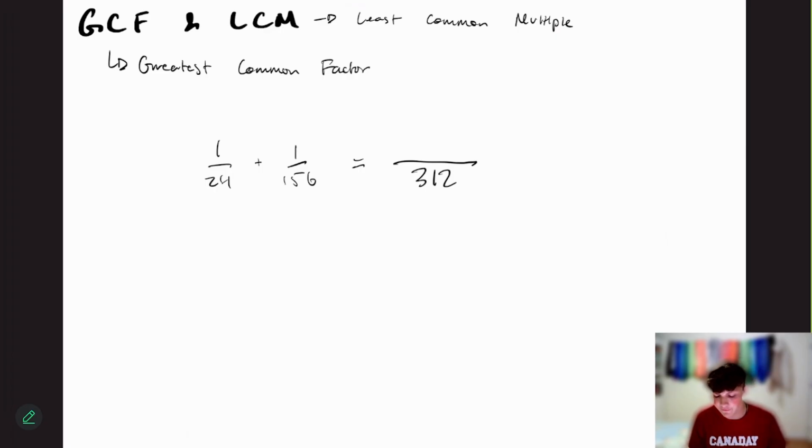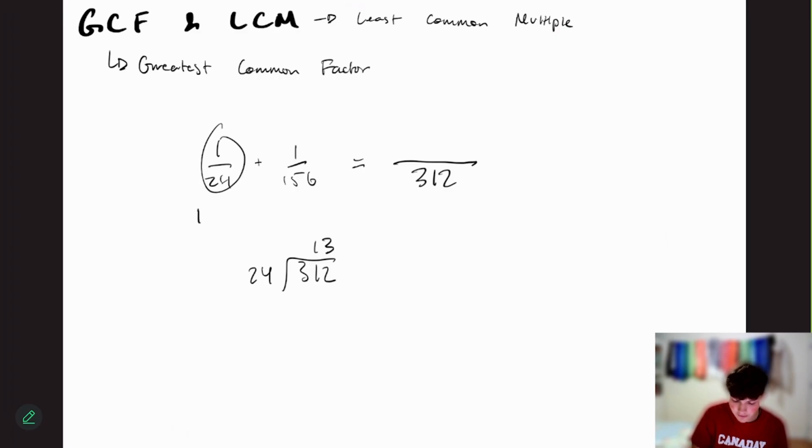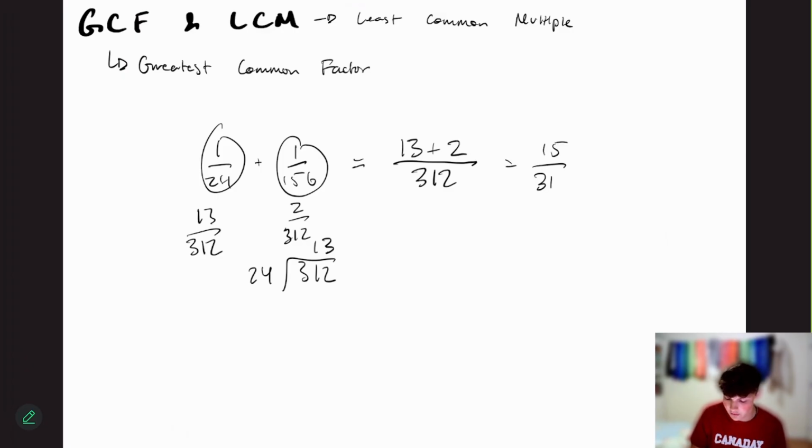And then we convert 1/24 into 312ths. We do 312 divided by 24, and what we get is 13. So this number becomes 13 over 312, and the other number becomes 2 over 312. Then we can add 13 plus 2, and you get 15 over 312 as our answer. And we can simplify this further if possible, right?